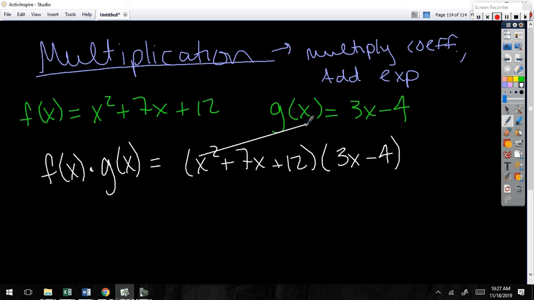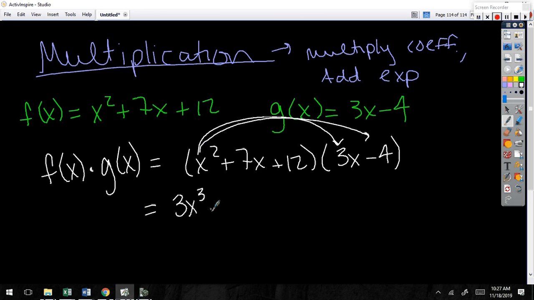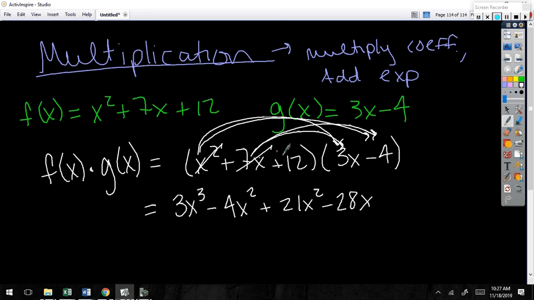X squared times 3x is, x squared times negative 4. I'm done with that one. 7x times 3x, minus 7 times 4 is, that's right. And on to the last one. That's exactly right.